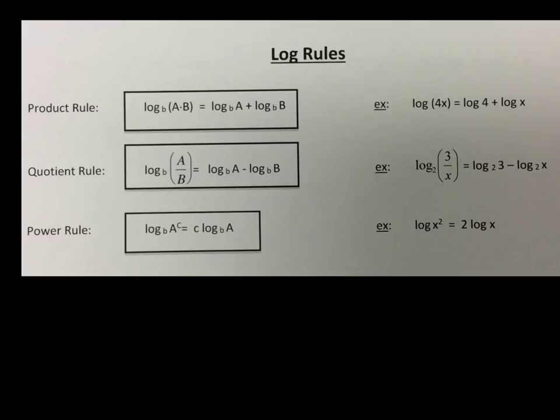And then the third rule is called the power rule. The power rule just says if you have an exponent, you can take that exponent and bring it to the front of the word log. So we can rewrite log base b of a to the c power as, okay, take that c and bring it to the front, c log base b of a. So if we look at the example over here, it shows log of x squared. If you take that exponent and bring it to the front, it can be rewritten as 2 log x. Okay, so now let's apply these rules to some of the equations below.